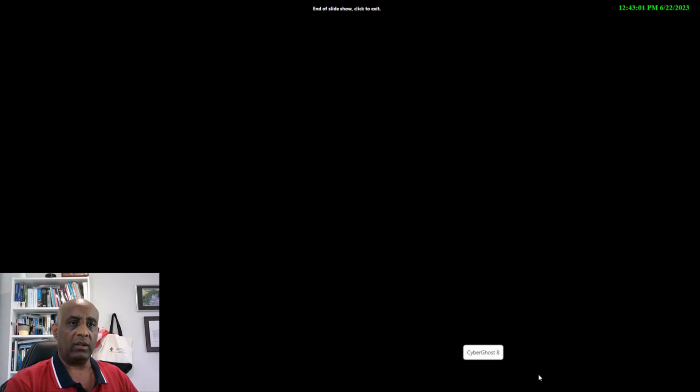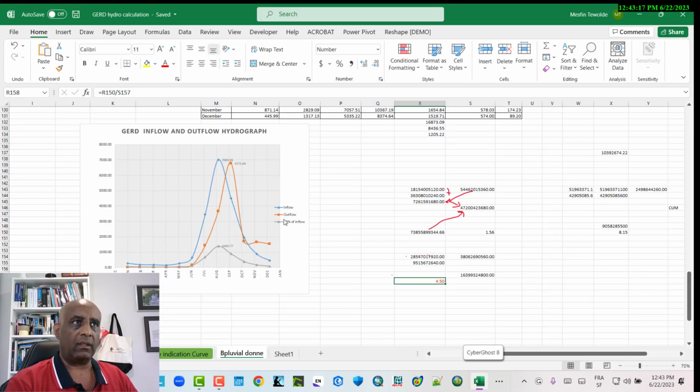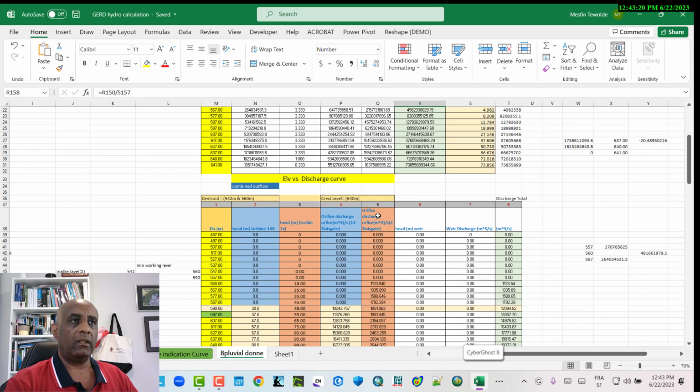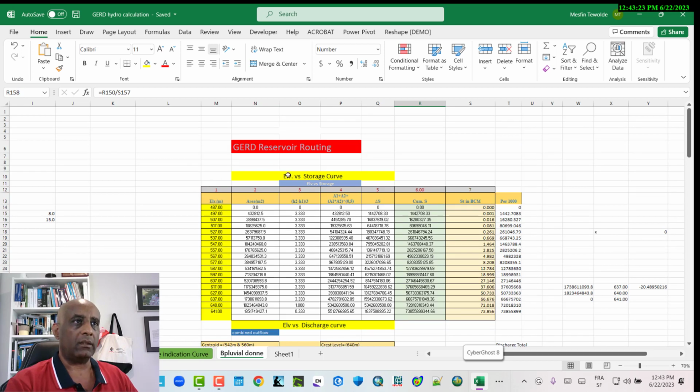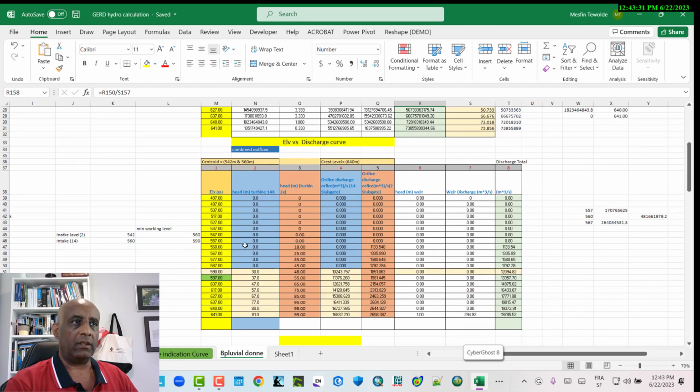So now we can see the manual calculation, how I did it. And then we will see the HEC-HMS. Yes, that is the Excel. That is the elevation storage curve. So the calculation is done here, and this is the assumption scenarios. This is a weir level flow. The weir discharge is this one.